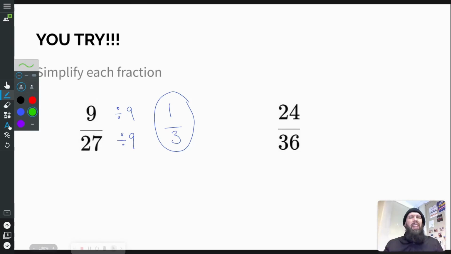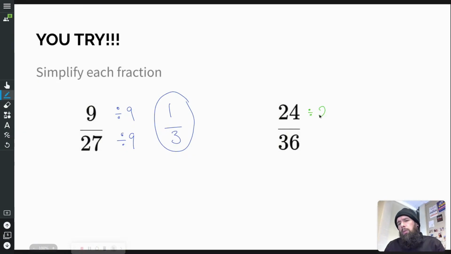Now let's just mess up again because it's fun to mess up sometimes. 24 over 36. I could divide both of those by 2. So let's divide them both by 2. Divide by 2. Divide by 2. And that gets me 24 divided by 2 is 12, and 36 divided by 2 is 18. Ugh. But then you look at that and you notice that those are both even, so you can go further.